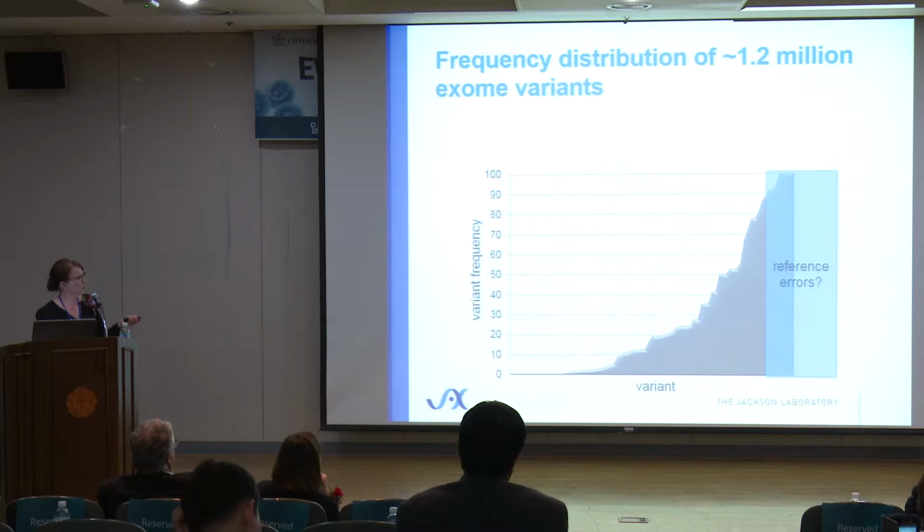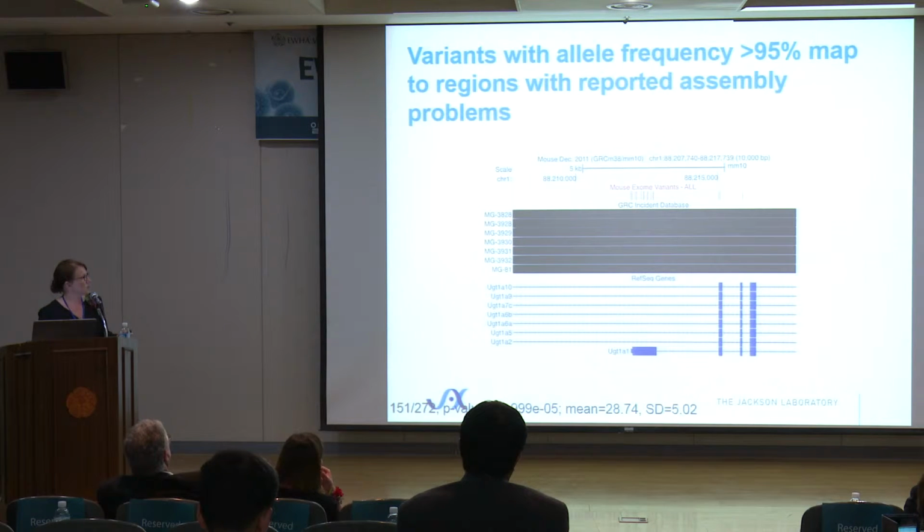So we first wondered, well, what are all of these common variants that we keep finding over and over again every time we sequence an exome? And so what we did was we took about 300 of those variants that we found in 100% of our samples, and we compared them to the mouse reference genome, and we found that more than half of them actually mapped to regions of the mouse genome where there are reported errors in the reference assembly. And so we think that the other half probably identify other errors in the reference assembly that haven't been identified yet.